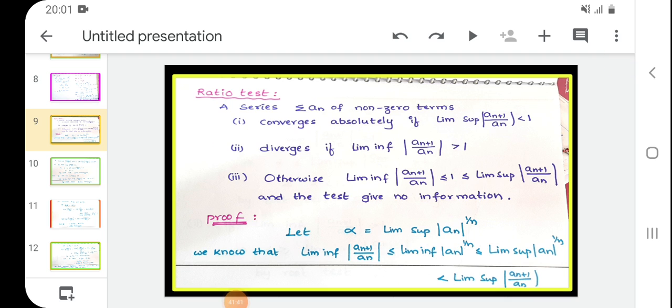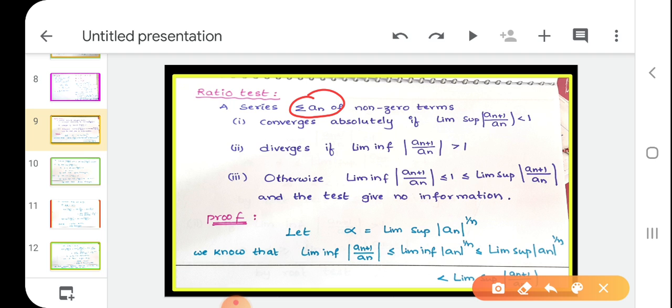Ratio test is a very simple test. Let the given series be an, and we find the limit value of an plus 1 by an. If it is less than 1, we write convergent; greater than 1, divergent. Equal to 1, we can't say convergent or divergent, we just simply write test fails.